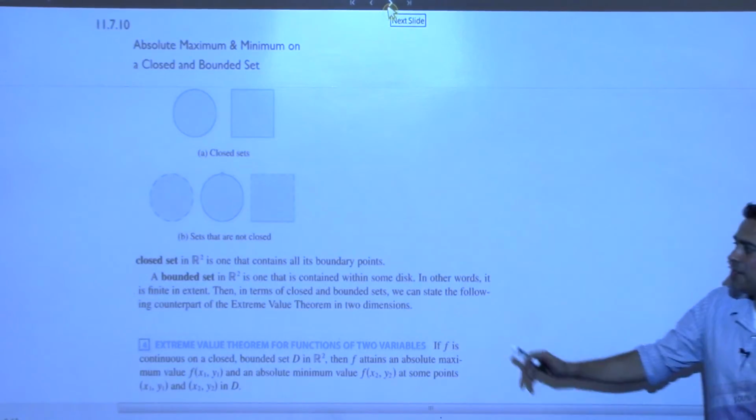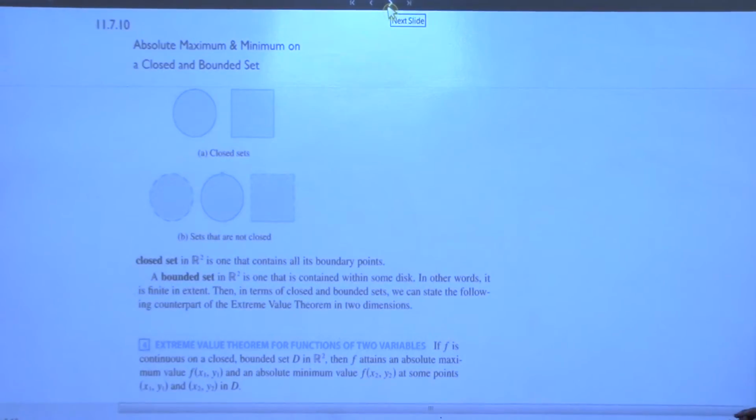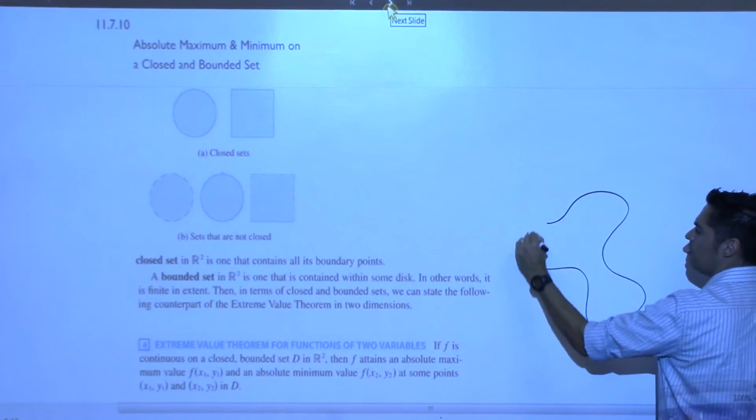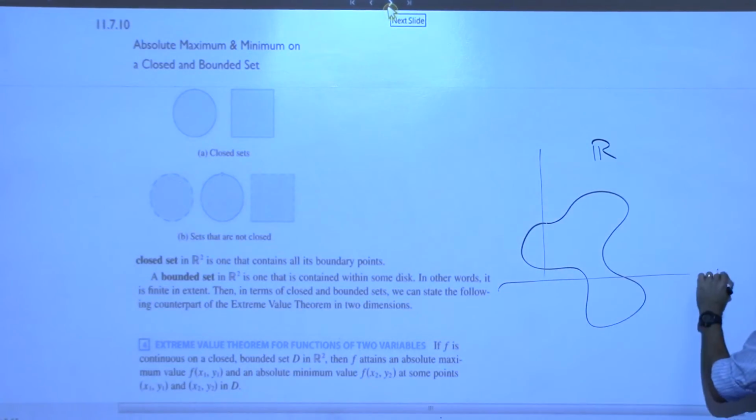Being a bounded set is a little more complicated, but the idea is that your set must be finite. So imagine that I have a set here. This lives in two-dimensional space. We could orient the x and y axes somewhere, x and y.